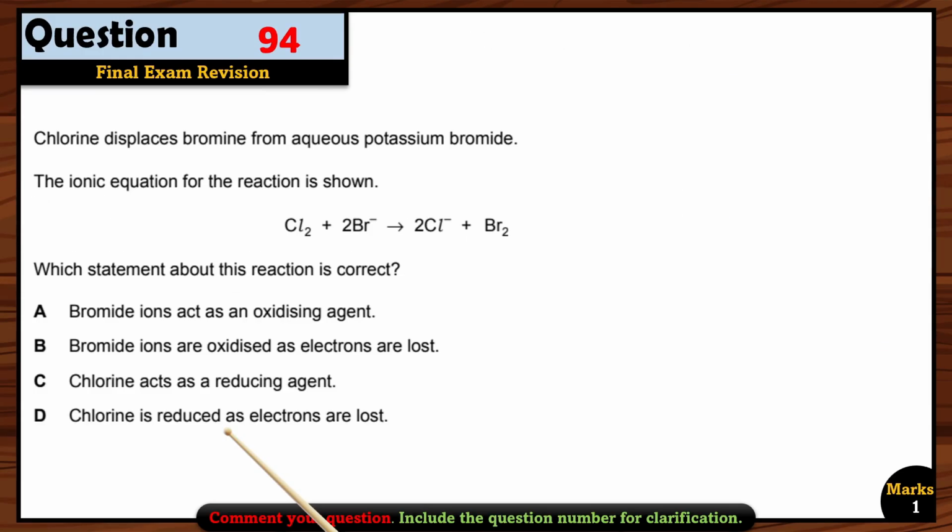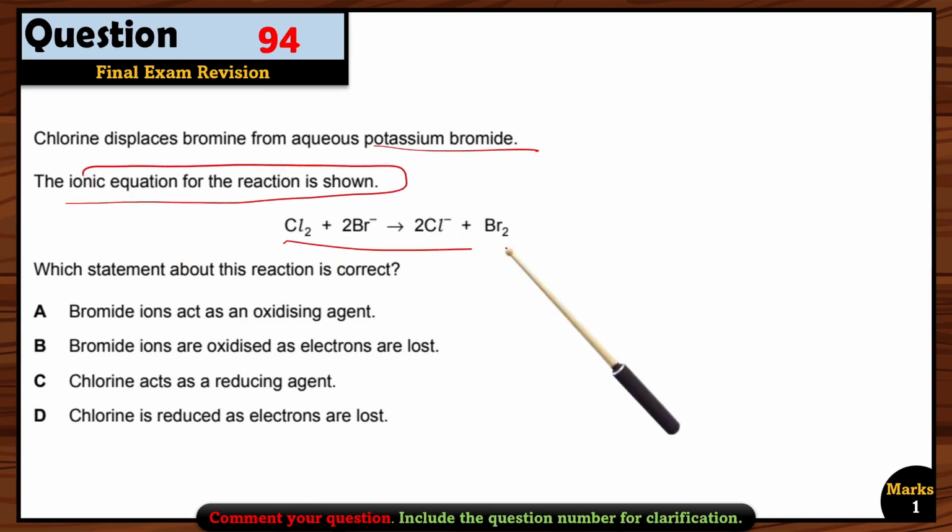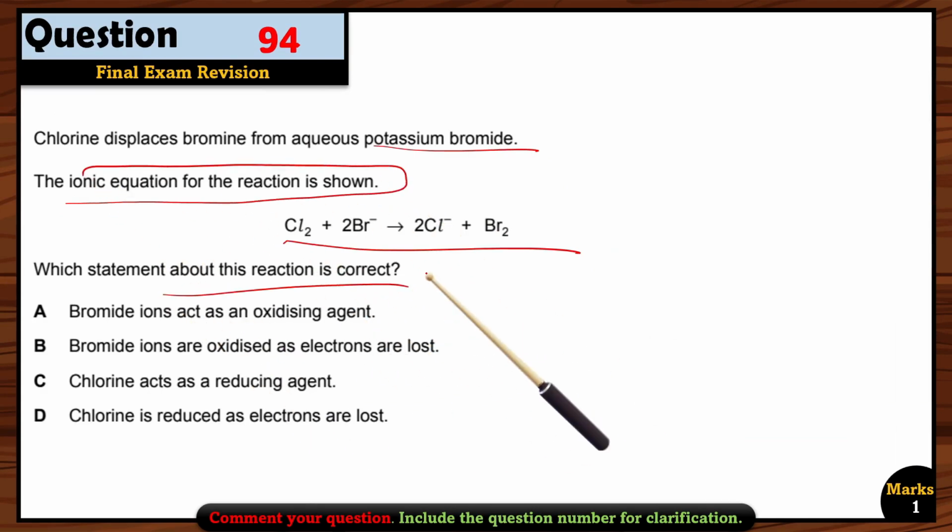Okay. Question 94. Chlorine displaces the bromine from aqueous potassium bromide. The ionic equation for the reaction is shown here. Which statement about this reaction is correct? Now let's see the oxidation states. Chlorine is in the molecule form, so its oxidation state is 0. Here it is now -1, so it is decreased. Before it was 0, now it is -1, so chlorine is reduced.